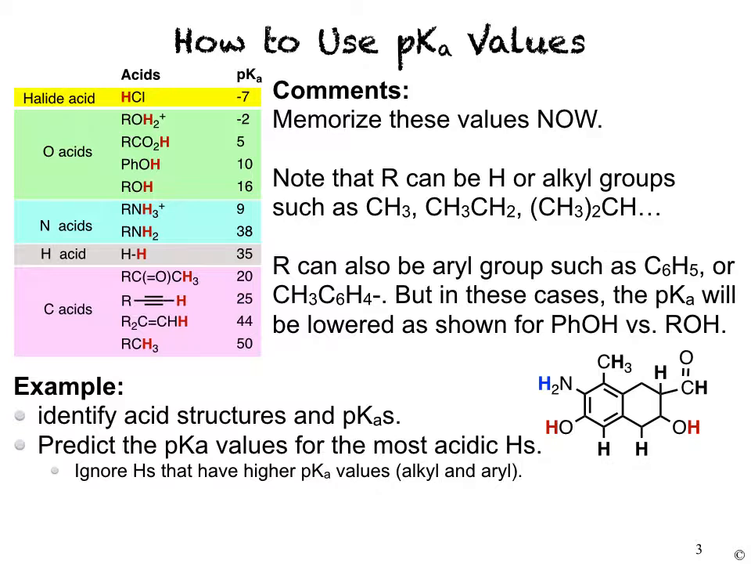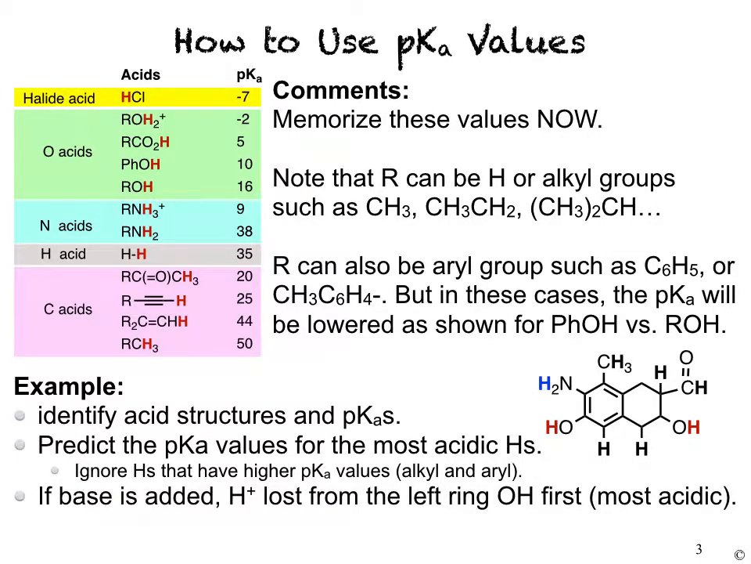The next proton that would be lost, if we treat it with two strong base molecules, we'd lose the OH on the right. And so the proton that's most acidic is going to be lost first. The next most acidic proton would be lost next if we treated this with enough base. That's how we do that kind of analysis. So if base is added, the first proton that's going to be lost is the OH on the left side.